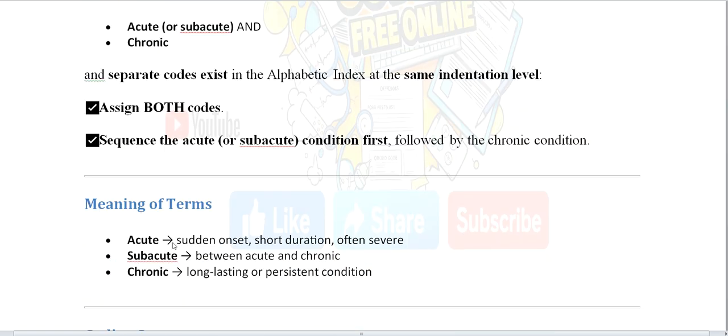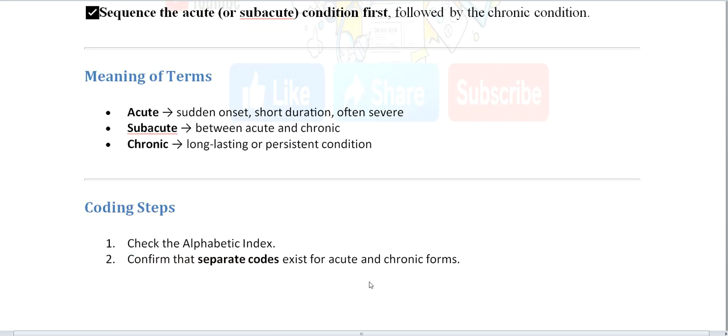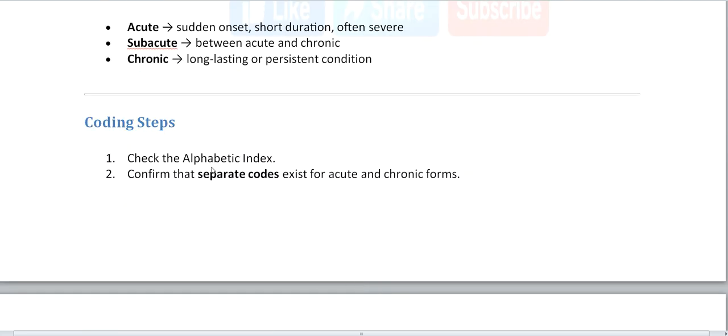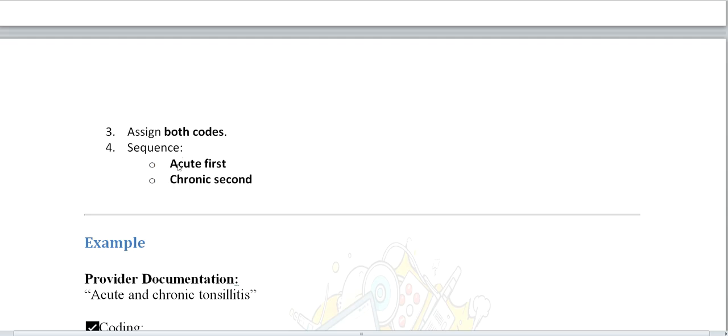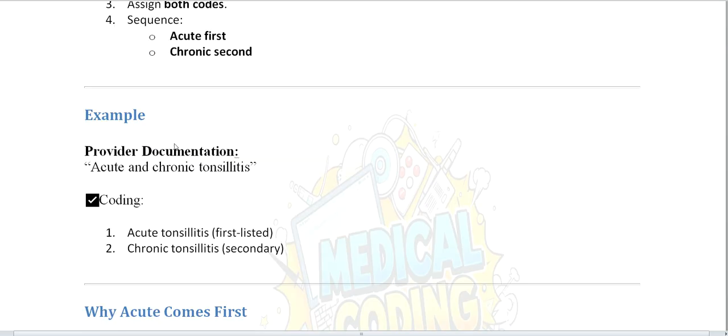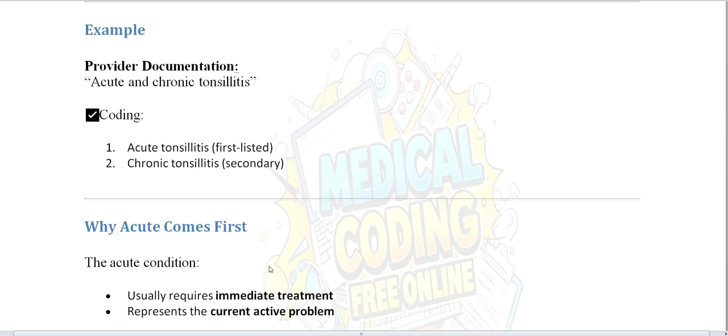So the meaning of the terms: acute, sudden onset, short duration, often severe. Subacute, between acute and chronic. Chronic, long-lasting or persistent condition. So coding steps: check the alphabetic index, confirm separate codes exist for acute and chronic forms, assign both codes, sequence acute first, then chronic. For example, documentation of acute and chronic tonsillitis. Coding: acute tonsillitis listed first, chronic tonsillitis second.